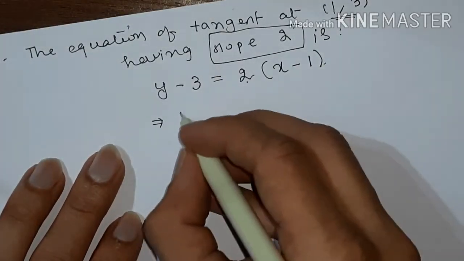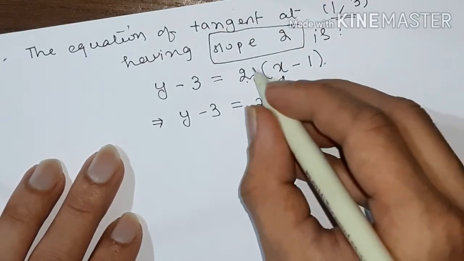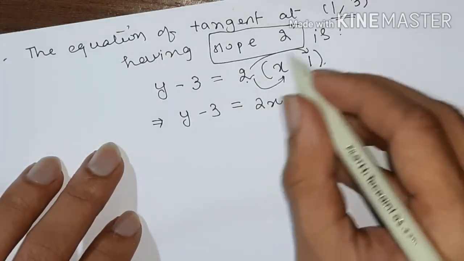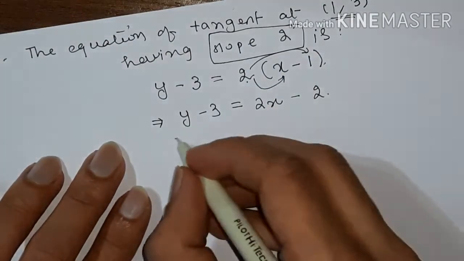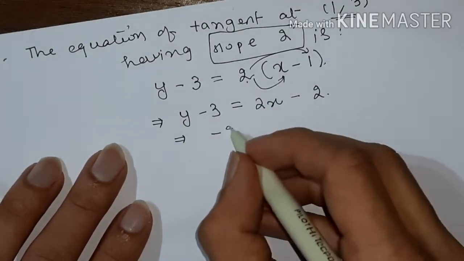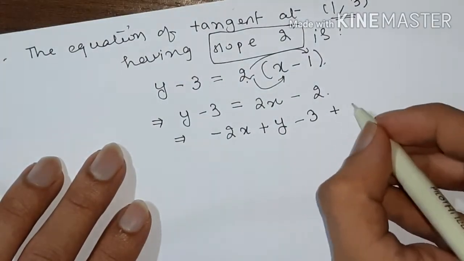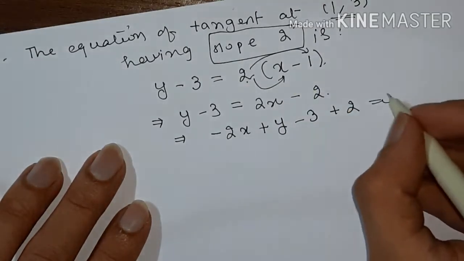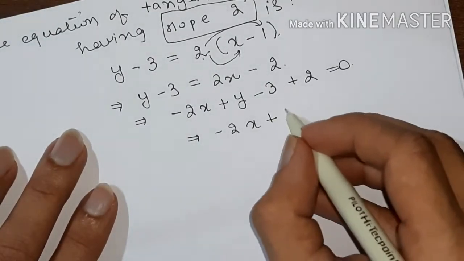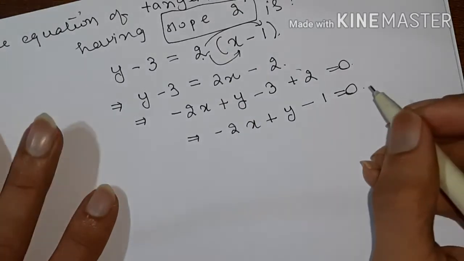Okay, so what you will get? y minus 3 equal to 2x, multiplied by minus 2 multiplied by 1 is 2. So if you rearrange this properly, it is minus 2x plus y minus 3 plus 2 equal to 0. So that means minus 2x plus y minus 3 plus 2, which is minus 1, equal to 0.